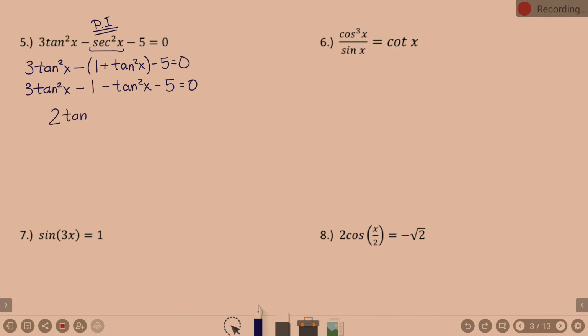And then we have some constants. Minus 1 minus 5 is going to be minus 6 equals 0. So now I have 2 tangent squared x minus 6 equals 0. Okay, add the 6, divided by 2. This is just like solving the equation.